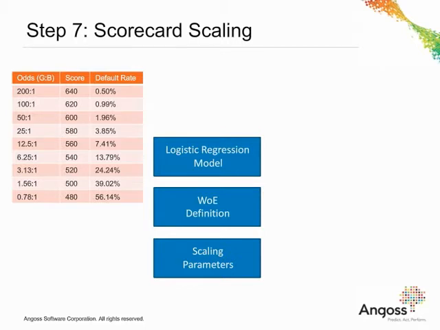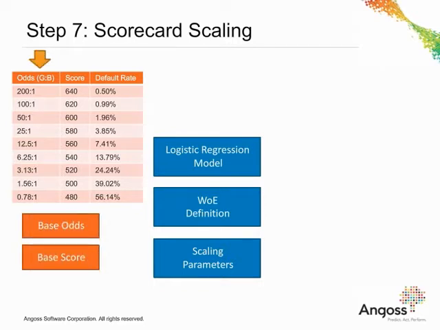The scaling parameters of the scorecard allow the translation of odds of good to bad to a numerical score. For this, we will need three parameters. The first two are the base odds and base score. We have highlighted the odds 50 to 1 and corresponding score 600. So if we take a sample of 51 accounts, 50 of them will be good, 1 will be bad, and all of the accounts in this segment will have the assigned score of 600.